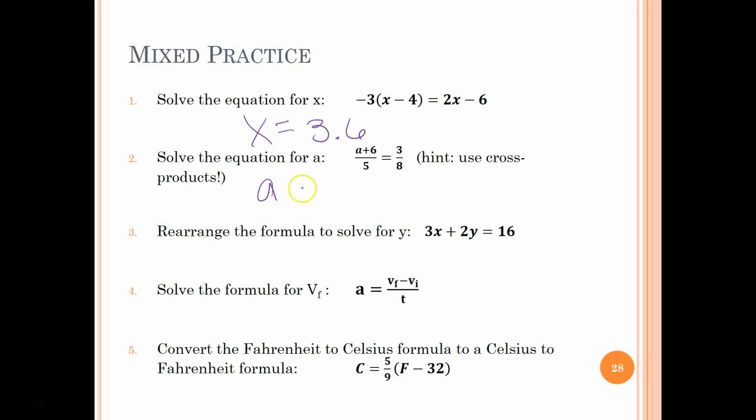So here we got a equals negative 4.125. Now notice this problem. We're not actually going to solve for a given variable. Instead, we're going to rearrange this formula and talk about it in terms of y as opposed to 3x plus 2y equals 16. So let's do that.